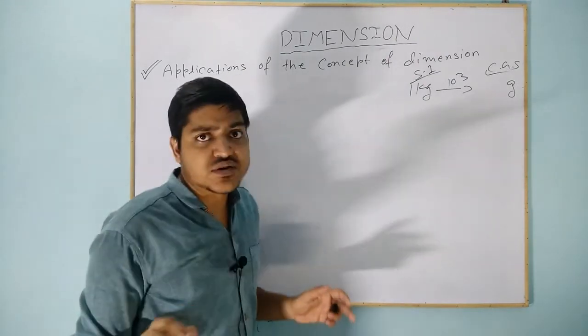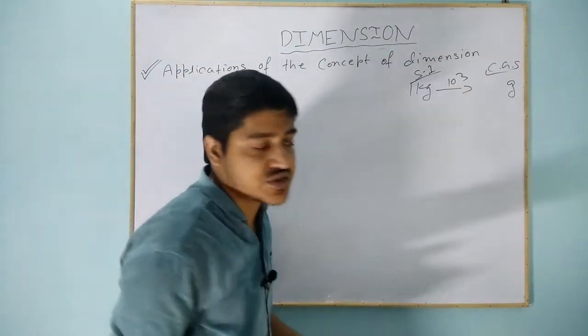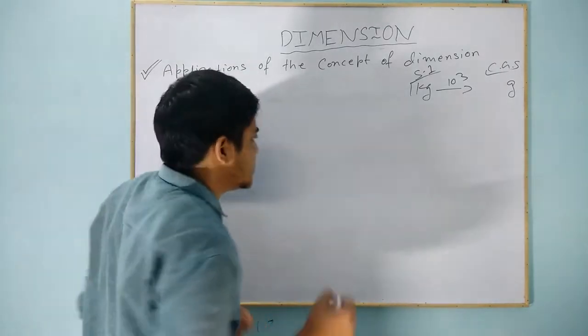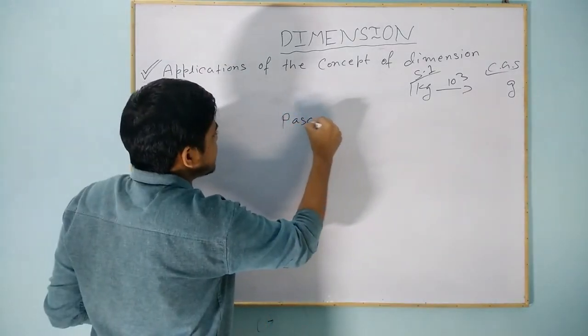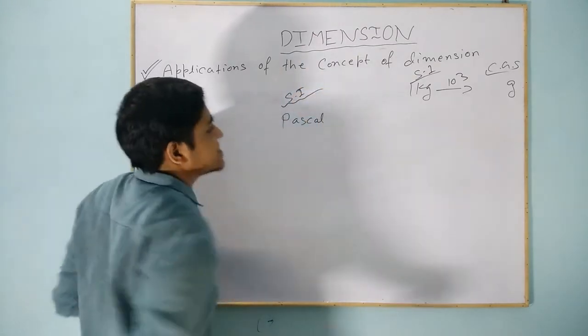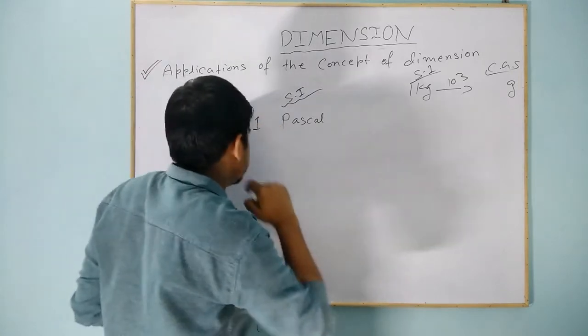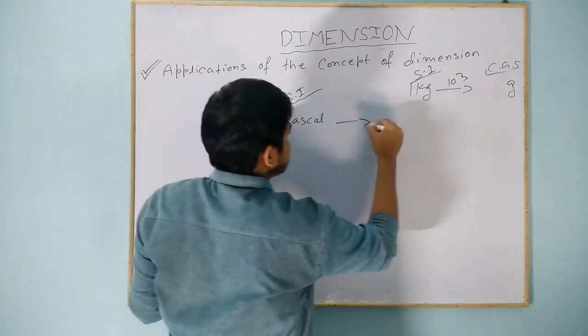Now, in case of a derived quantity, this task is not as easy. And to make it easier, we have the tool of dimension. Let's see how. We know that Pascal is the SI unit of pressure, right? Pascal is the SI unit of pressure. And now, someone asked me to convert 1 Pascal into CGS system.